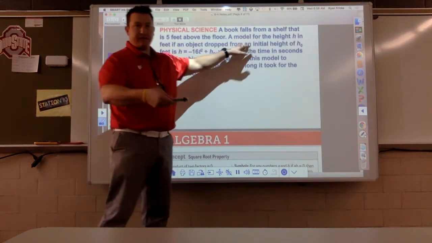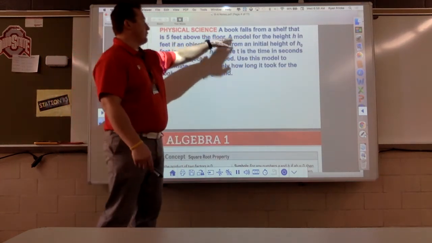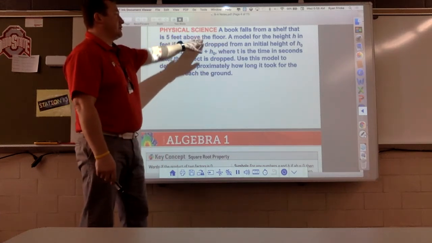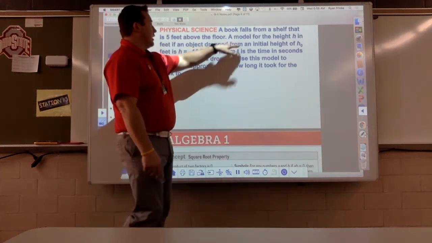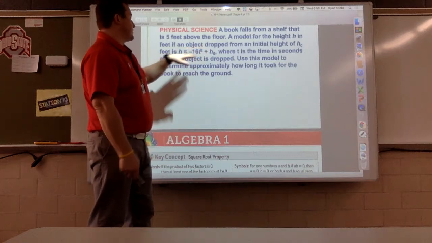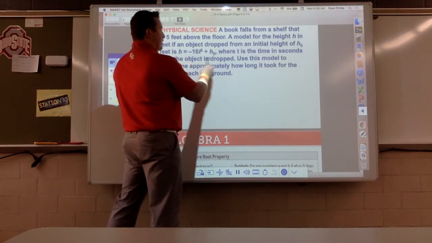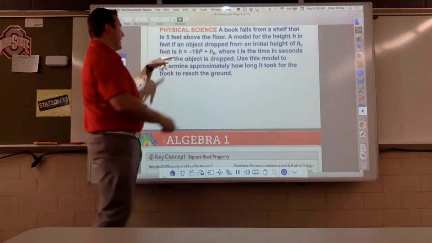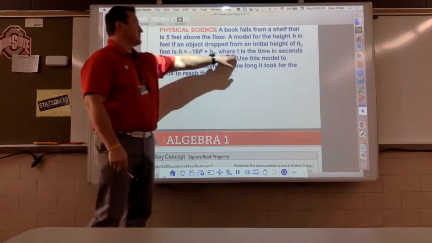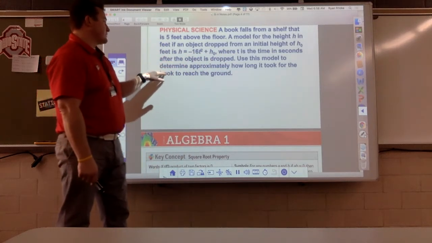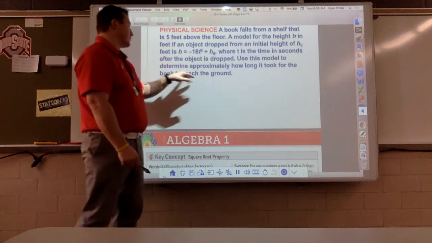Alrighty. More things that are flying through the air. Projectile motion. A book falls from a shelf. It's 5 feet above the floor, about this high. The model for the height of the object dropped, right here. H of 0 is the height, so that would be 5 feet. T is the time. Great. Use this model to determine approximately how long it took the book to reach the ground.